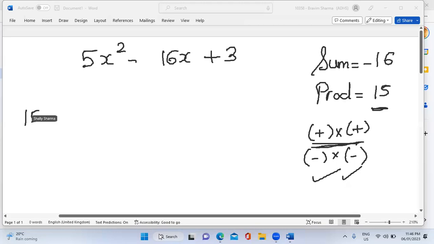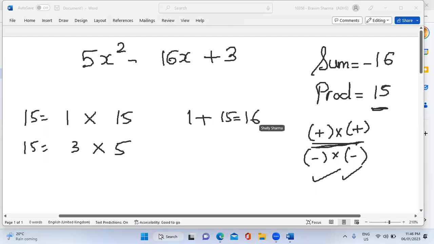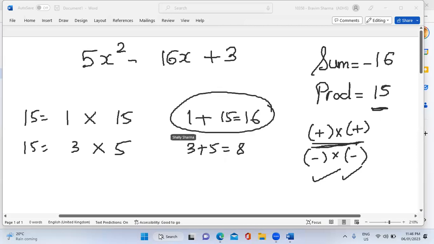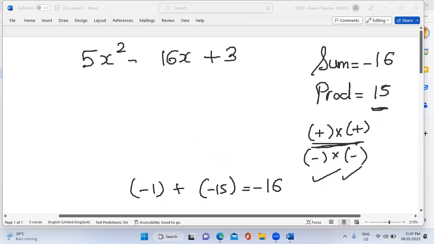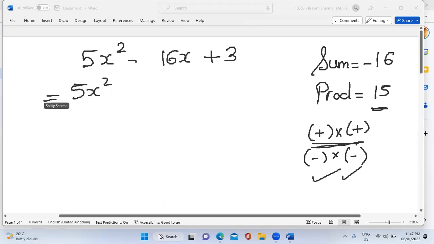So 15 we can get like 1 times 15, or 3 times 5 also. In both cases, if I add up, 1 plus 15 is 16 and 3 plus 5 is 8. The first case is going to work for us, but before that we have to take both numbers as negative, because only then will I get a negative sum, which is negative 16. Once you get the numbers negative 1 and negative 15, we write those numbers here. We will split the middle term. So 5x squared minus 1x minus 15x plus 3.